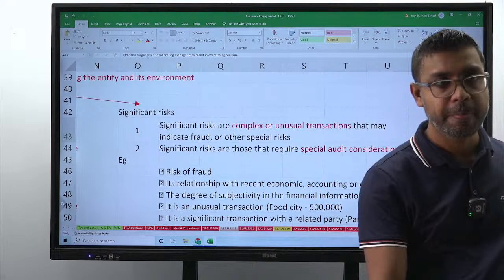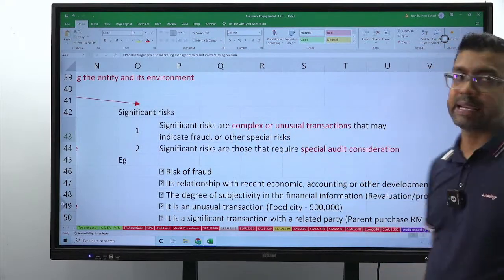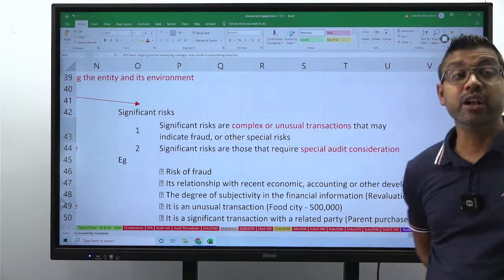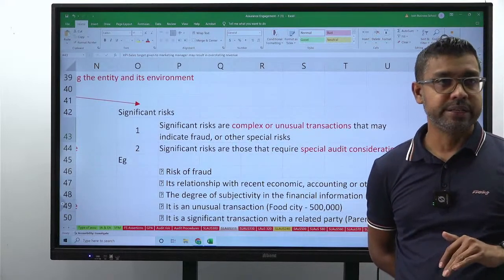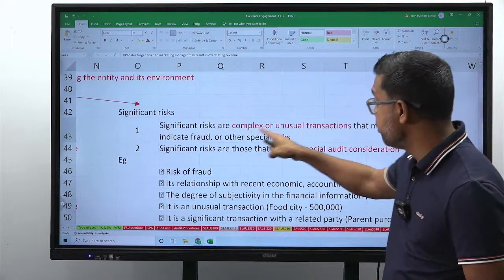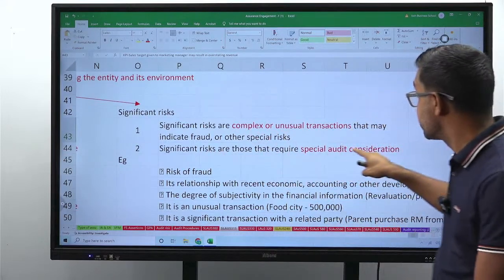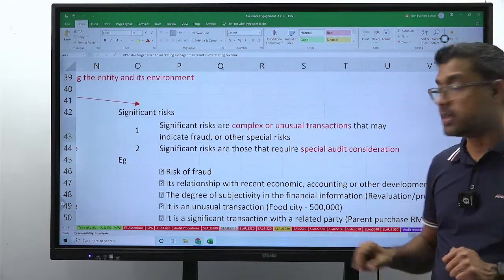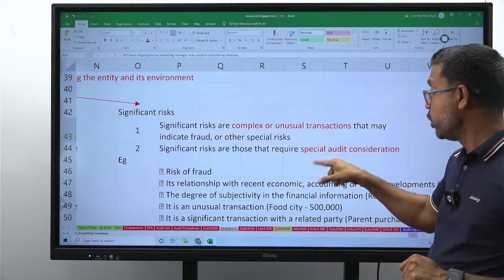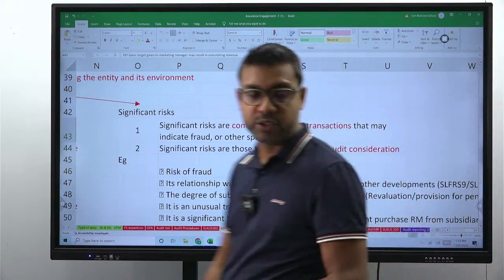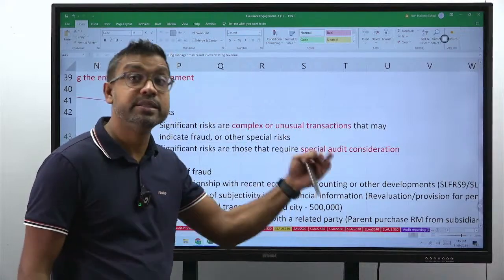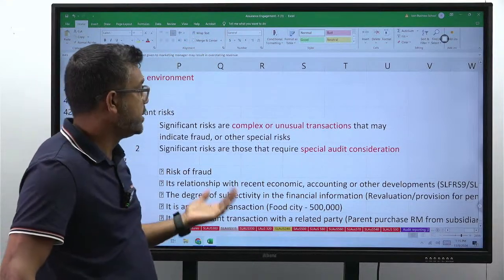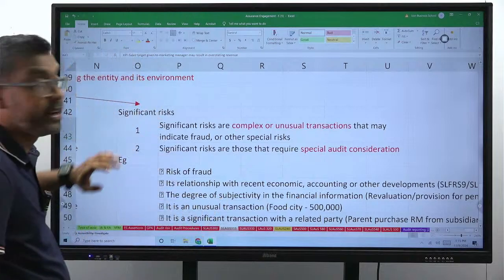Significant risk means complex or unusual transactions that indicate fraud or other special risk. It can be fraud risk or other special risk. Complex unusual transactions for which special audit consideration is required. If it is a complex unusual transaction that has the characteristics of fraud risk or special risk, for those special audit consideration is required. If you identify those risks, special audit consideration is required. Complex unusual transactions which give fraud or other special risk, which require special audit consideration, we identify as significant risk.